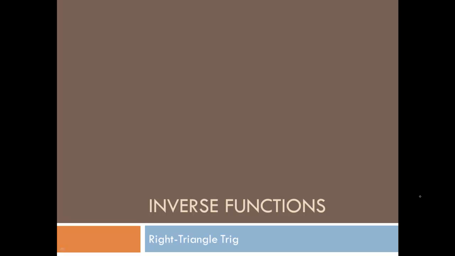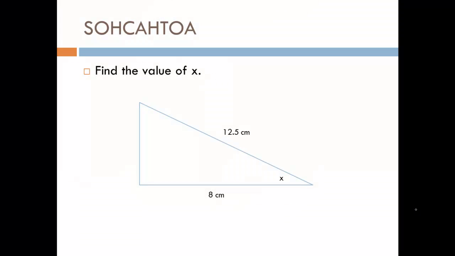In this lesson, we will be looking at the inverse trig functions and their relationships with the right triangle trig that we looked at earlier. Now let's remember the basic setup that we had in right triangle trig. We have a reference angle, and in respect to that reference angle, we have three sides. We have our opposite side, we have our adjacent side, and we have the hypotenuse.